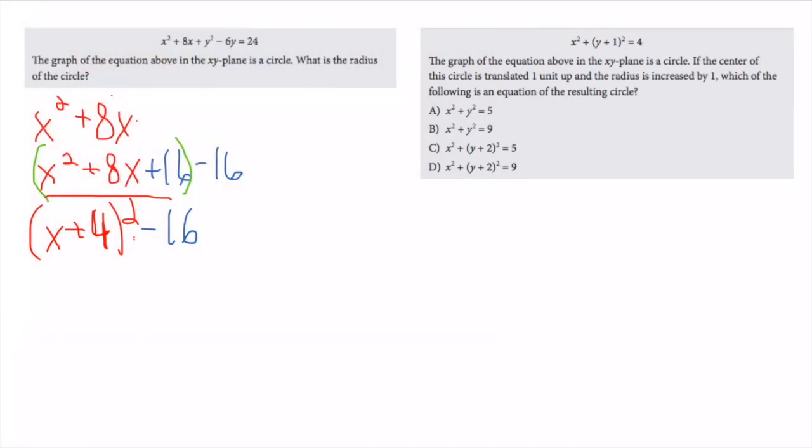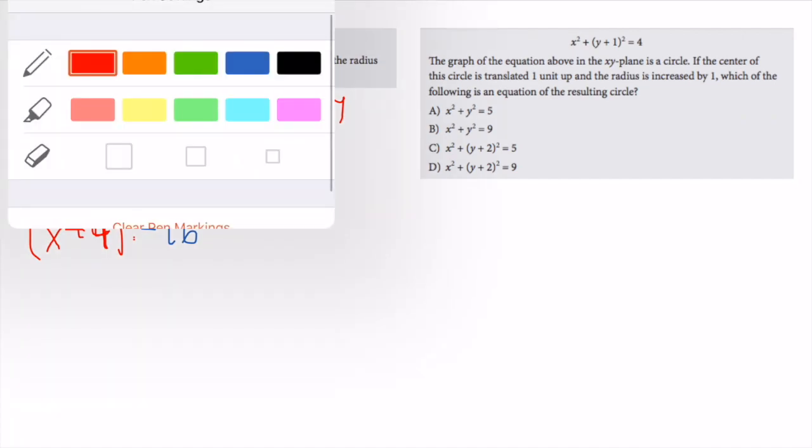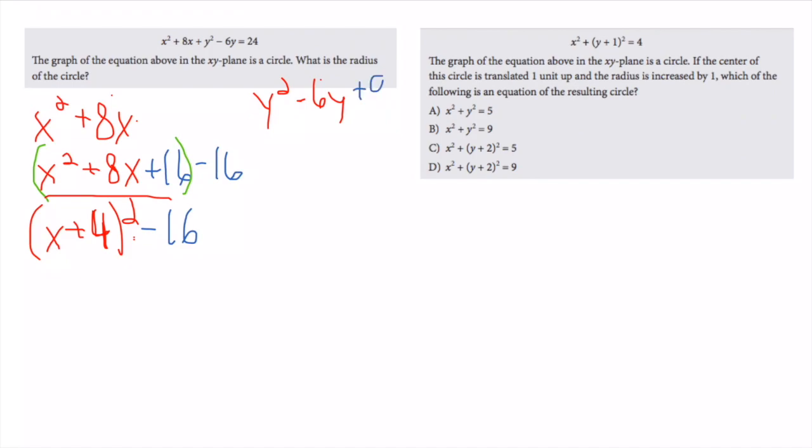Okay, now, second part of this is now I'll do the same thing with the y's. So I have y squared minus 6y. Take the minus 6, divide it by 2, which is negative 3, and I'll square it. So again, I will do plus 9 minus 9.